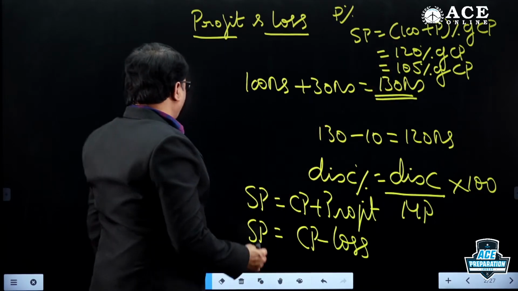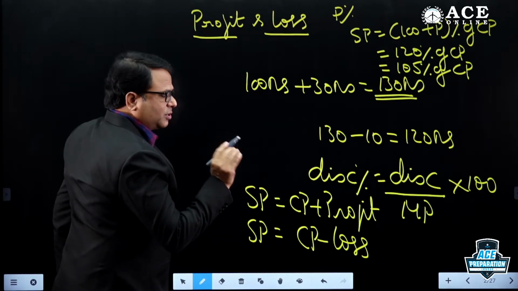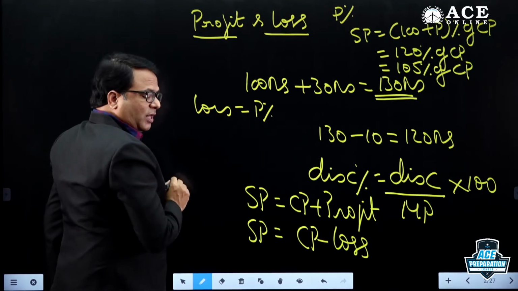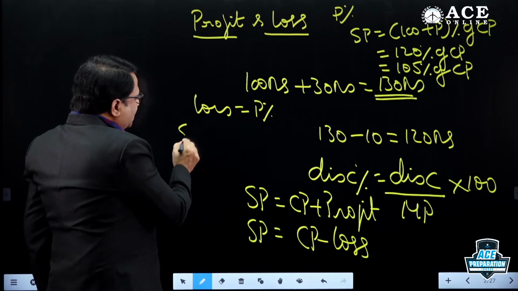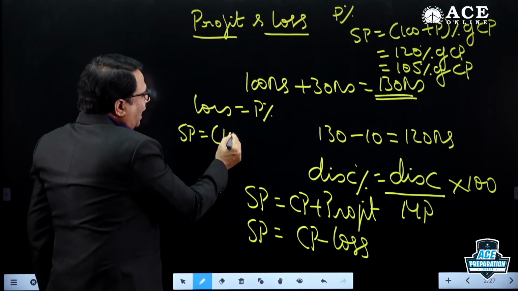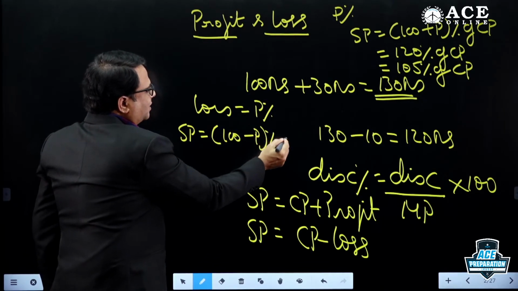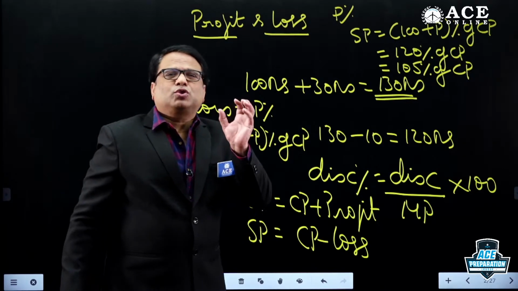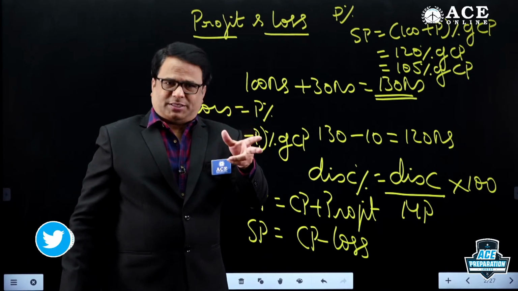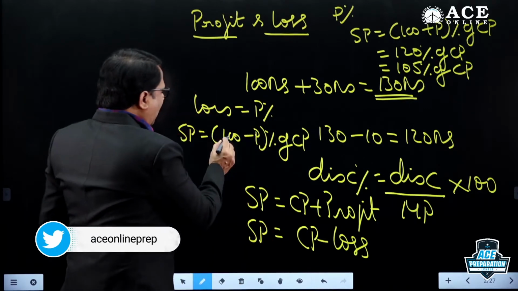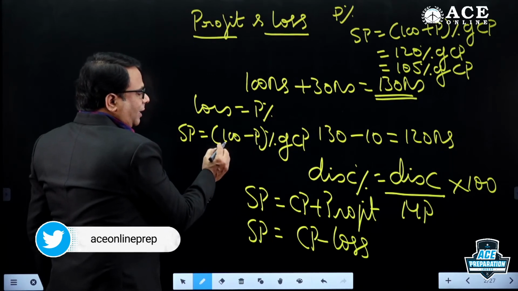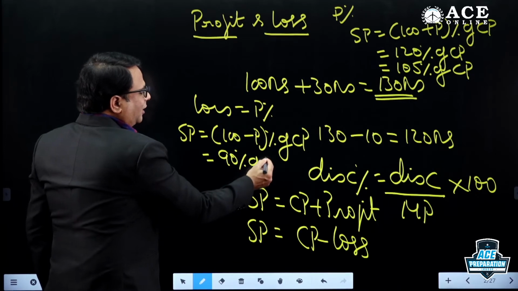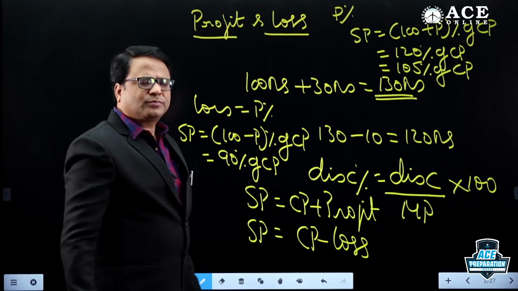Okay? Then one more point. Suppose you made a loss. There is a loss of P%. If there is a loss of P%, then selling price is written as 100 minus P% of cost price. For example, you sold an article at a loss of 10%. Then how do you write selling price? 100 minus 10, 90. So I can write selling price as 90% of cost price.